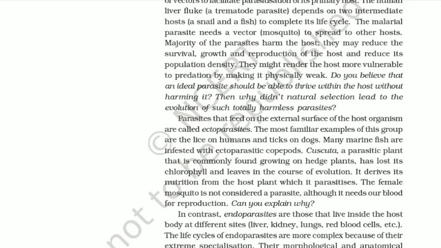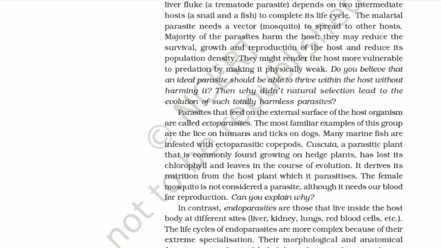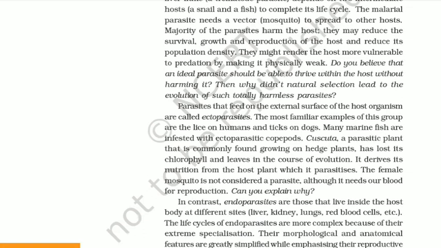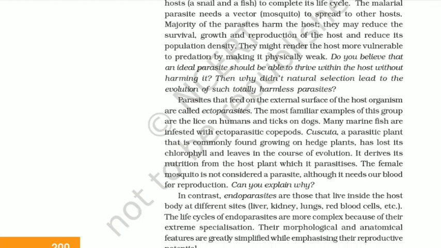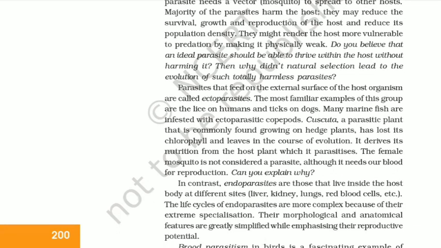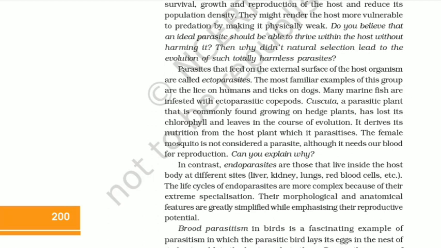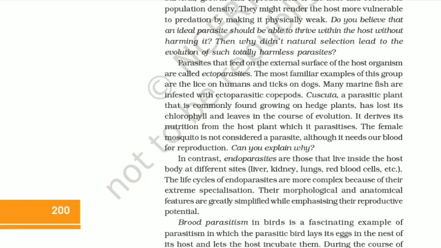The human liver fluke, a trematode parasite, depends on two intermediate hosts, that is, a snail and a fish, to complete its life cycle. The malarial parasite needs a vector, that is, a mosquito, to spread to other hosts. The majority of parasites harm the host. They may reduce the survival, growth, and reproduction of the host and reduce its population density. They might render the host more vulnerable to predation by making it physically weak.